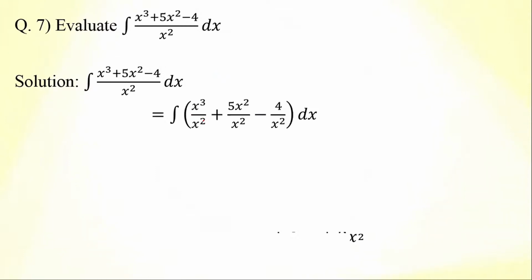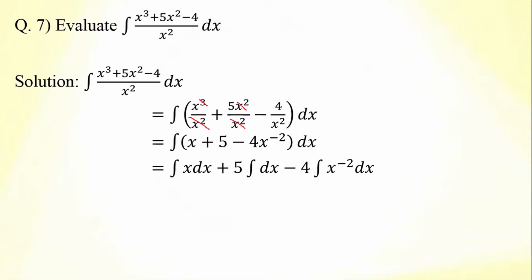So it becomes x cubed by x square, 5 into x square by x square, minus 4 divided by x square. You can see that this x square and this x square can be cancelled, and this x square is actually cancelling out this exponent. So you will get x plus 5 minus 4, and this 1 upon x square can be rewritten as x to the power minus 2. Now integrate all three terms.